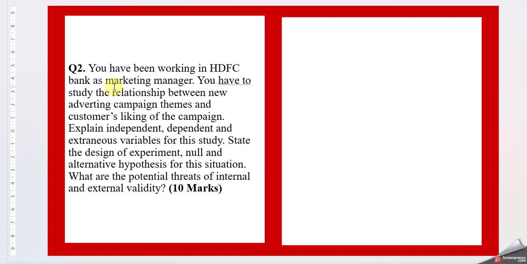Okay, question 2. You have been working in HDFC Bank as marketing manager. You have to study the relationship between new advertising campaign themes and customers' liking of the campaign. Explain independent, dependent, and extraneous variables for this study. State the design of experiment, null and alternative hypotheses for this situation. What are the potential threats of internal and external validity?